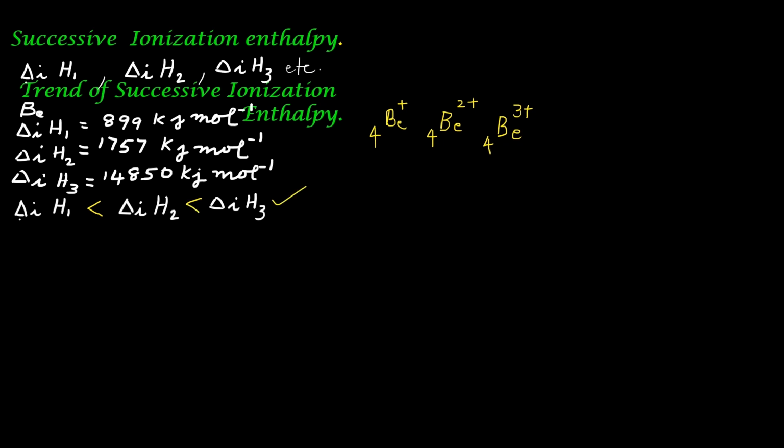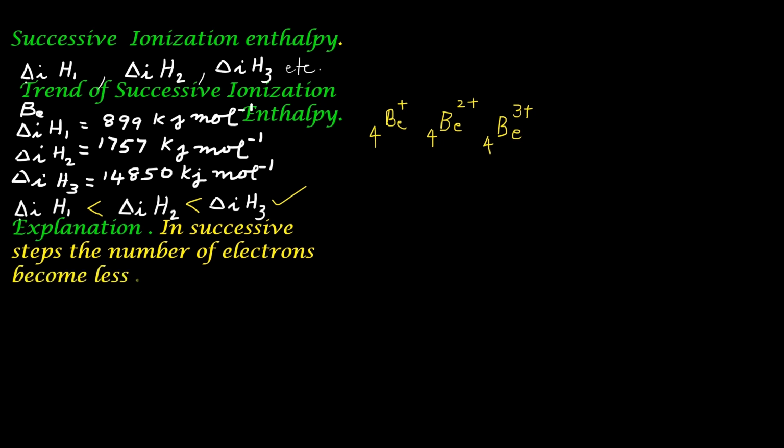What is the explanation for this trend? In successive steps, the number of electrons goes on decreasing by 1 and the nuclear charge remains the same. So, the nuclear attraction on the electrons becomes more in each step. Therefore, more energy has to be absorbed by the electron in order to release itself or to break itself from the nuclear effect. What is the significance of successive ionization enthalpy?